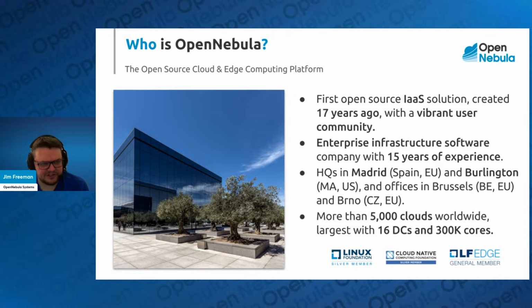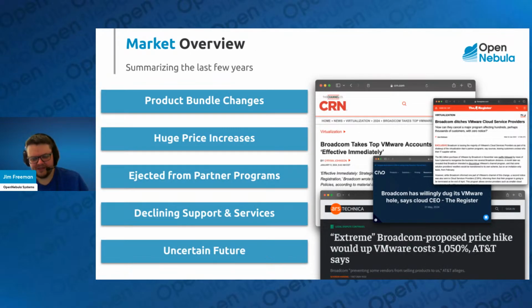We have a really large customer base, with over 5,000 clouds running OpenNebula today, and a lot of these are at really large scale as well. Some of our largest customers scale over 16 different data centers, hundreds of thousands of cores, and millions of VMs in some cases. So we have a really good story about scaling. But today's not about that. It's to focus on a specific feature we've just released.